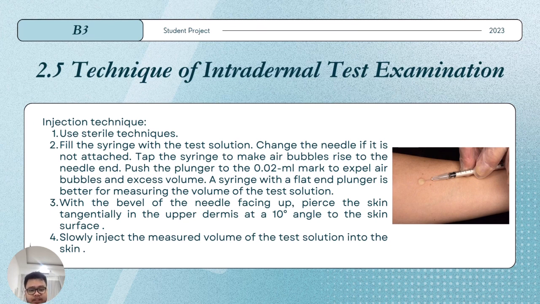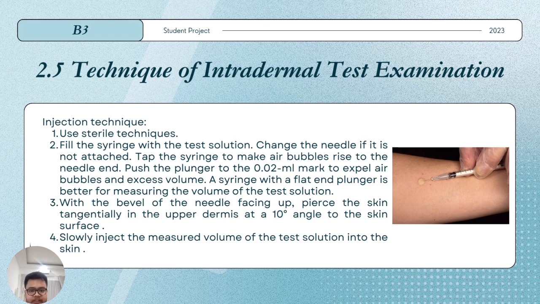The first one is to make sure to use the sterile technique and fill the syringe with the test solution. Change the needle if it is not a test needle, and tap the syringe to make air bubbles rise to the needle end and push the plunger to the 0.02 milliliter mark to expel the air bubbles and excess volume. A syringe with flat end plunger is better for measuring the volume of the test solution.